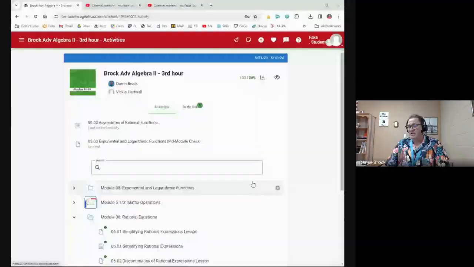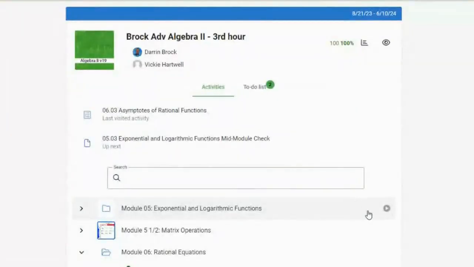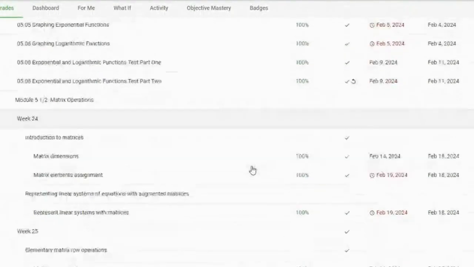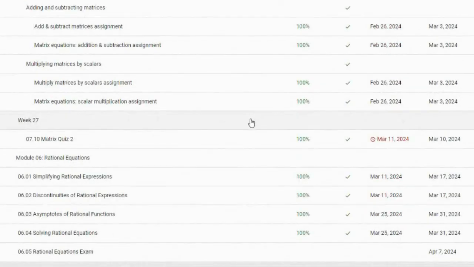Let's go ahead and take a look at it. Let's get up on the screen and see what algebra looks like this week. We've done exponential and logarithm functions. We've done matrices. We've been doing rational functions. So what are we doing now? Let's go to our grade screen and scroll down past all these matrices. Oh, look, we're down to the rational equations exam. That's what we have this week, 6.05.